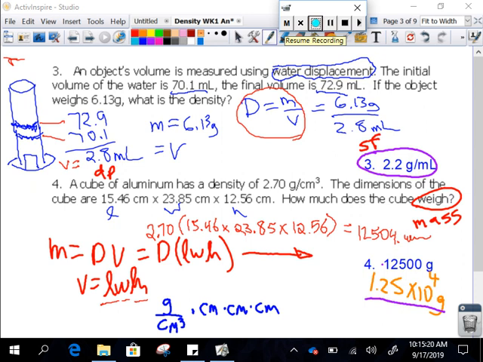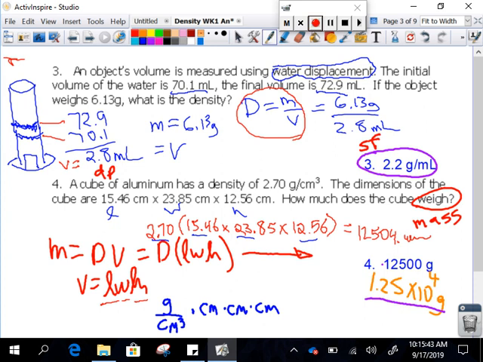So I plugged in the density, 2.70, and the length times width times height, and I threw this all in there. I haven't rounded it all yet. So I have the density times length times width times height. The calculator gave me 12,504.06655. It gives me way too much. So this is where our rounding step occurs.